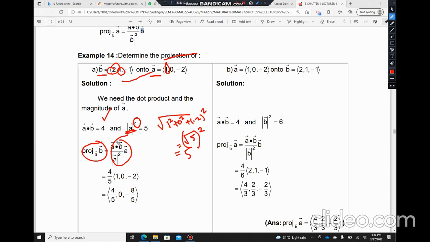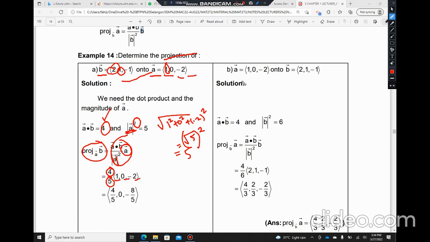Okay, so substitute nilai yang kita dapat. A dot B tadi, okay, 4. So here 4. And then magnitude of A square dapat 5. And then you just put vector A, which is 1, 0, negative 2. So letak kat sini 1, 0, negative 2. So you get the projection of B onto A.